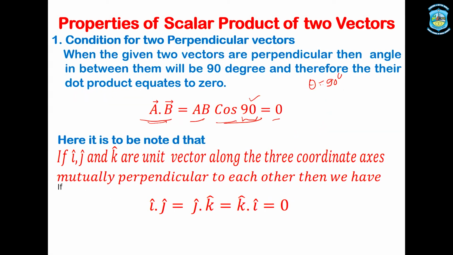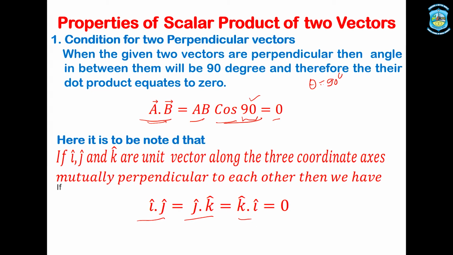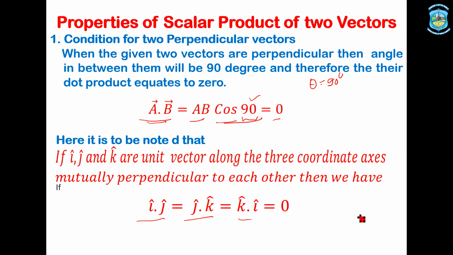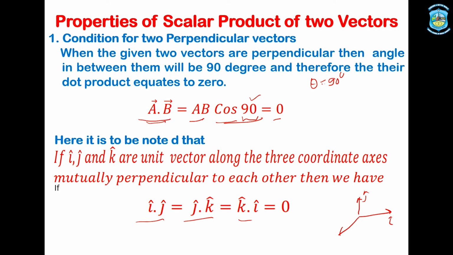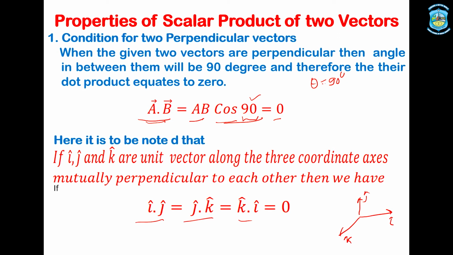See, in terms of orthogonal unit vectors, we all know that in our coordinate system, we used to take 3 directions, that is x, y and z. So, along the x-axis we have the unit vector i cap, along the y-axis we have the unit vector j cap, and along the z direction we have the unit vector k cap.